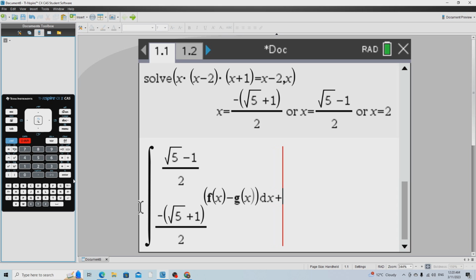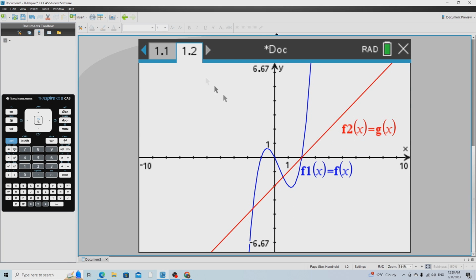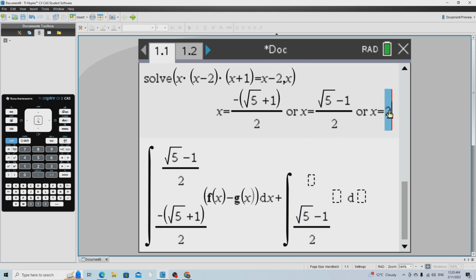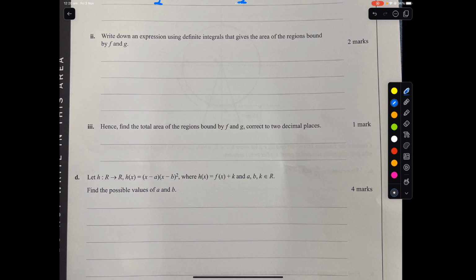Now plus the area from here to here, to 2, and the top function is g of x. So g of x minus f of x dx. Let's write this definite integral on our paper. It will be the integral from (-√5 plus 1) over 2 to (√5 minus 1) over 2 of f of x minus g of x dx, plus the integral from (√5 minus 1) over 2 to 2 of g of x minus f of x dx.